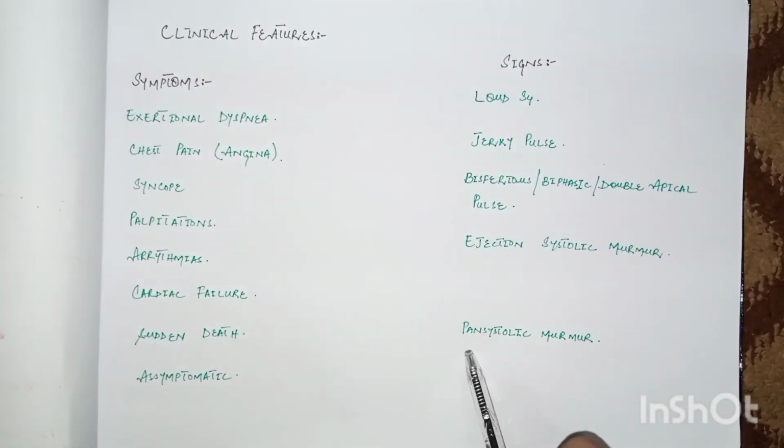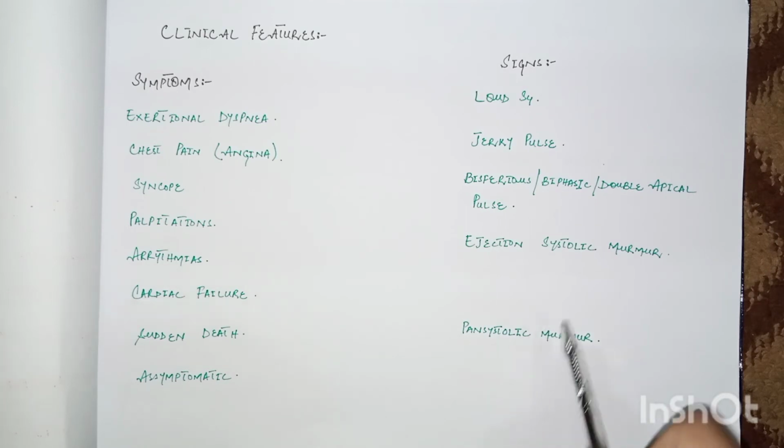There is also a pansystolic murmur, that is, throughout the systole there is a murmur or abnormal heart sound. This pansystolic murmur is because of the mitral regurgitation, as we have discussed previously.